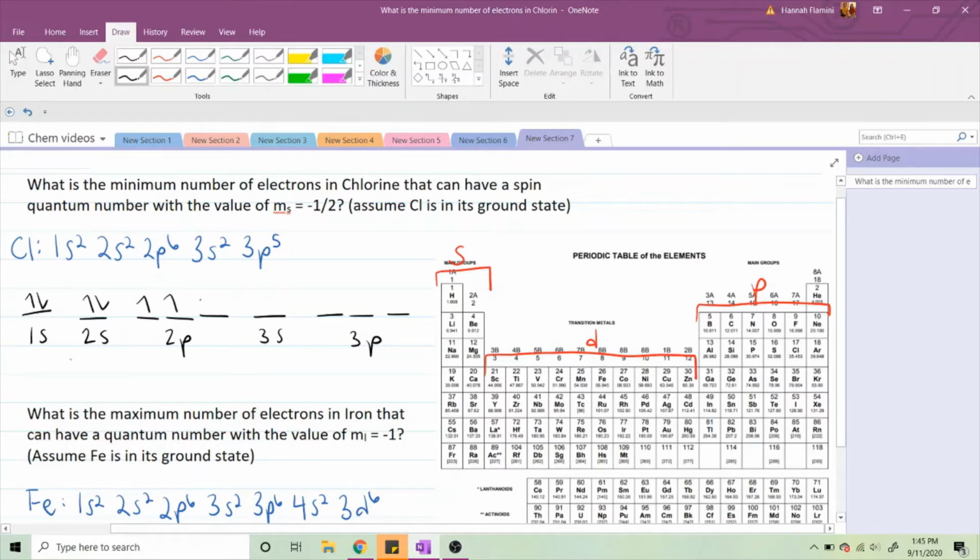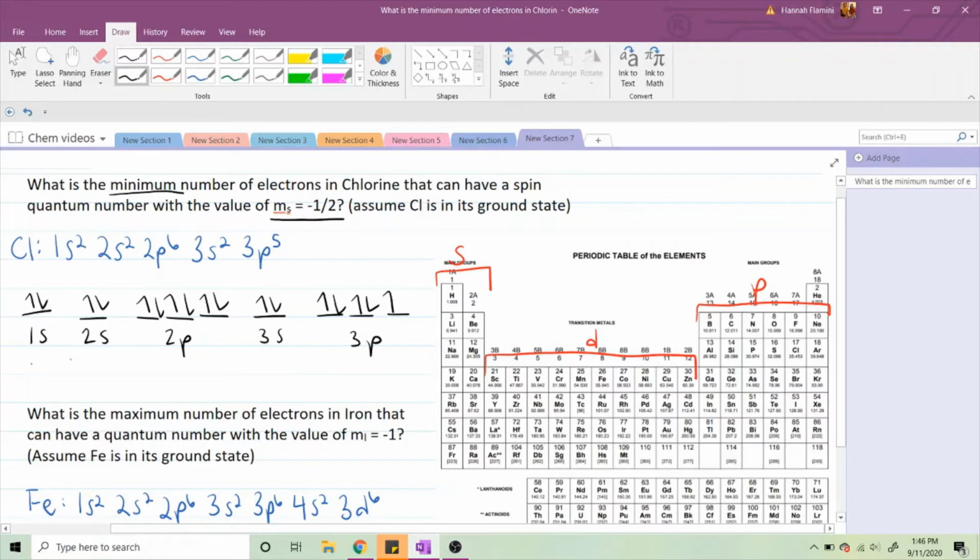So these are all full until we get to this last one. So it's 3p5, so we're not quite full. So we have 1, 2, 3, 4, 5. And so it's asking for the minimum number of electrons that can have an m sub s value of -1/2. So in each box, one electron is going to have a -1/2 spin, and the other one's going to have a +1/2 spin. And it doesn't matter which arrow we assign to which, we just know they're opposite.